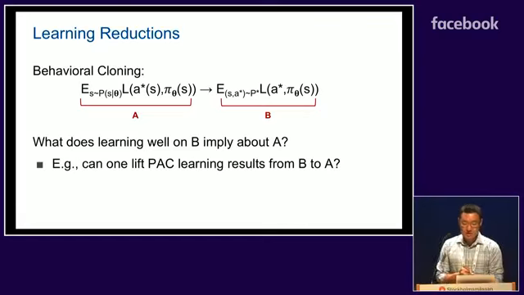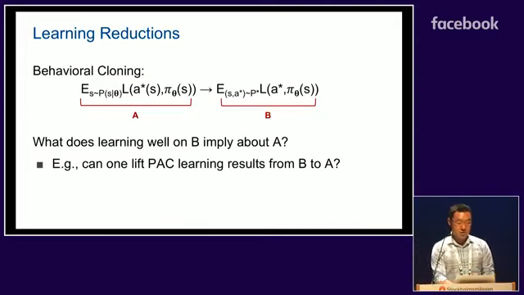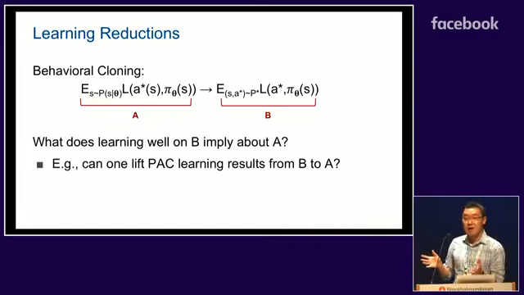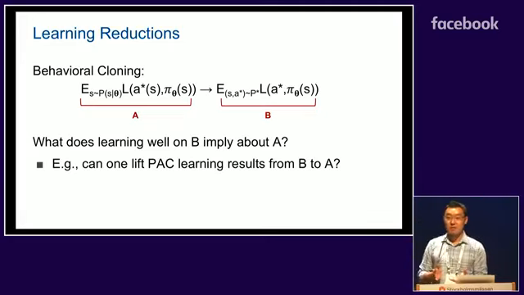Right. So here's sort of how we can think about learning reductions as it relates to behavioral cloning. On your left, which I denoted as capital A, we have the more general imitation learning problem. On the right, denoted capital B, is the behavioral cloning learning problem. So we've reduced A to B.